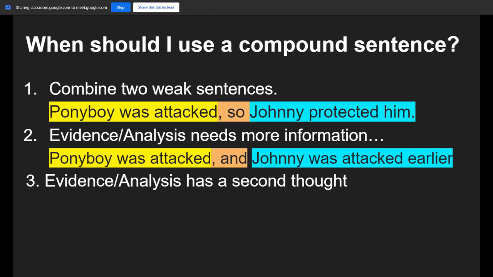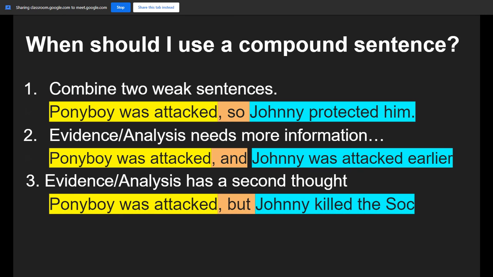If you have a second thought, if you have another direction that your thinking's going, or if you just want to expand on that a little bit, Ponyboy was attacked, but Johnny killed the Soc. I mean, when you look at this, we're going in one direction, but really I want to focus on this other thought here. That's a good time to use a compound sentence to change the direction of your thoughts and go to that second direction.